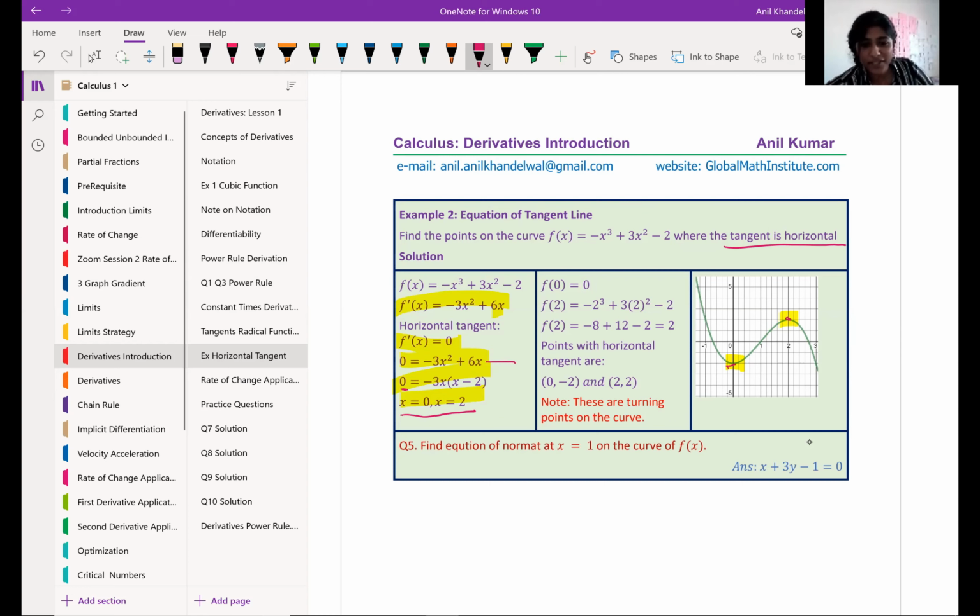And then it says, I was a little bit confused here. Find the equation of the normal at x equals 1. So at point 1, we can again use the same formula which we derived, f dash 1, to find the slope, right? So at this stage, you have to substitute 1 in the particular formula, which is minus 3 times 1 squared plus 6.